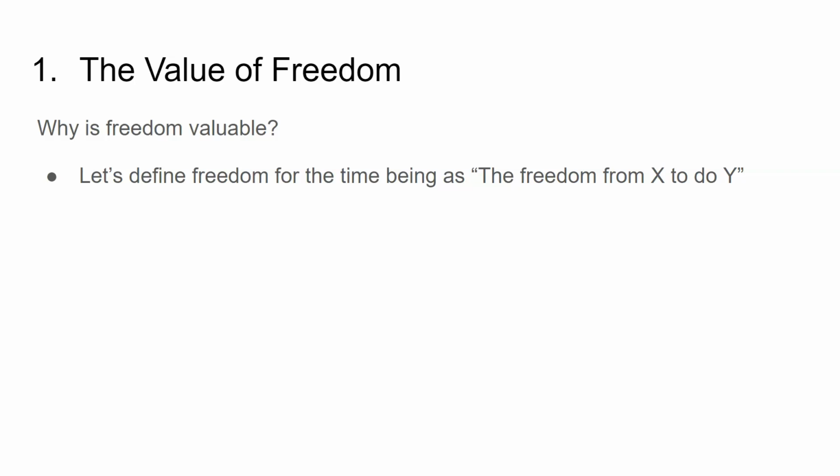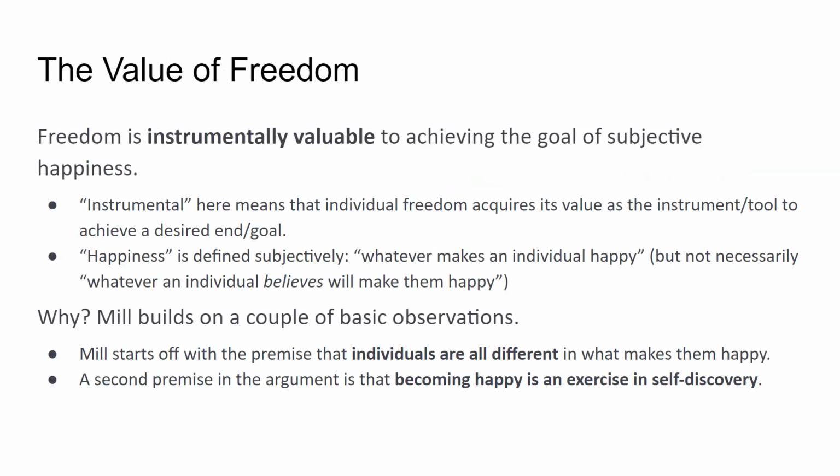First, the value of freedom. Why is freedom valuable? Let's define freedom in a totally neutral but uninteresting way: the freedom from X to do Y. For those of you who've studied the distinction between positive and negative liberty, this will be a familiar sort of definition. Now, for Mill, freedom is instrumentally valuable to achieving the goal of subjective happiness. What is instrumental here? Well, instrumental here means that individual freedom acquires its value because it's a vehicle, an instrument, or a tool to achieve a desired end or goal.